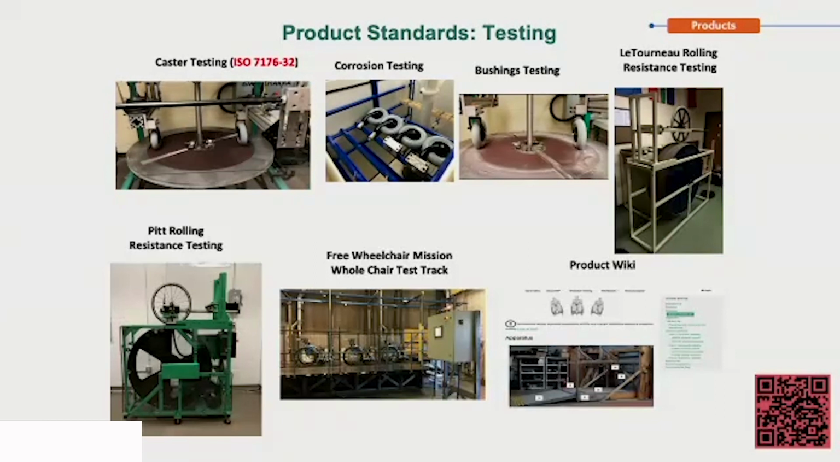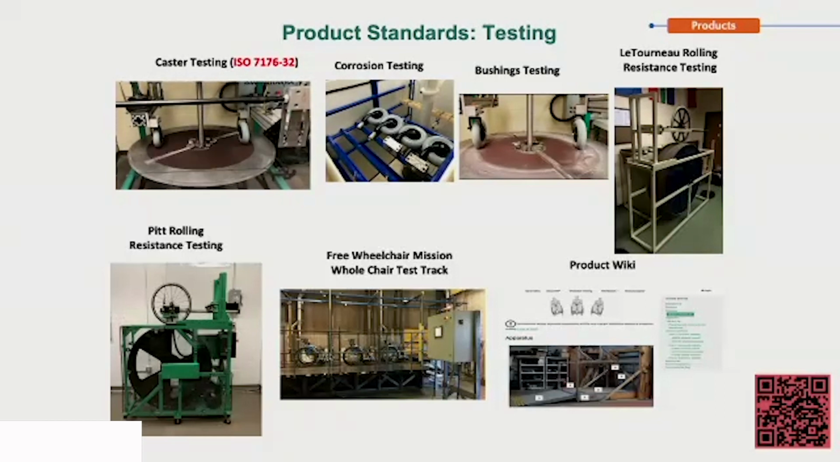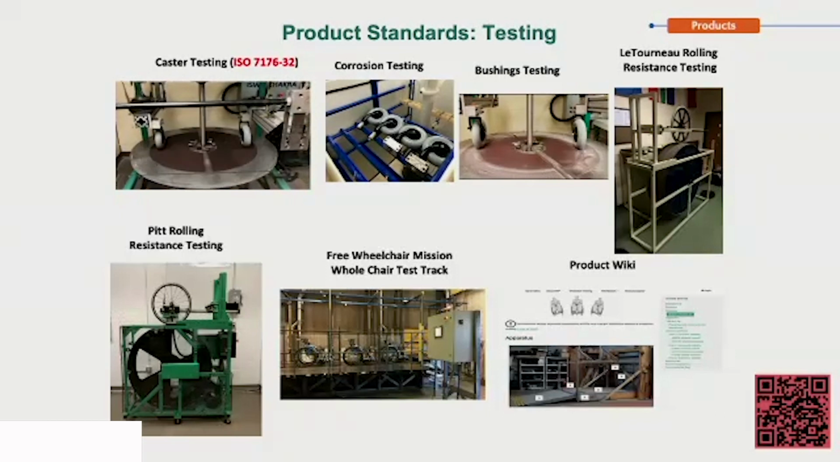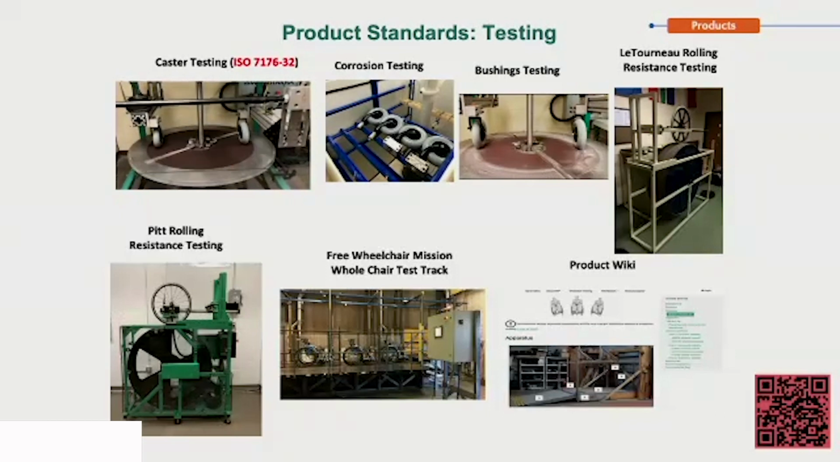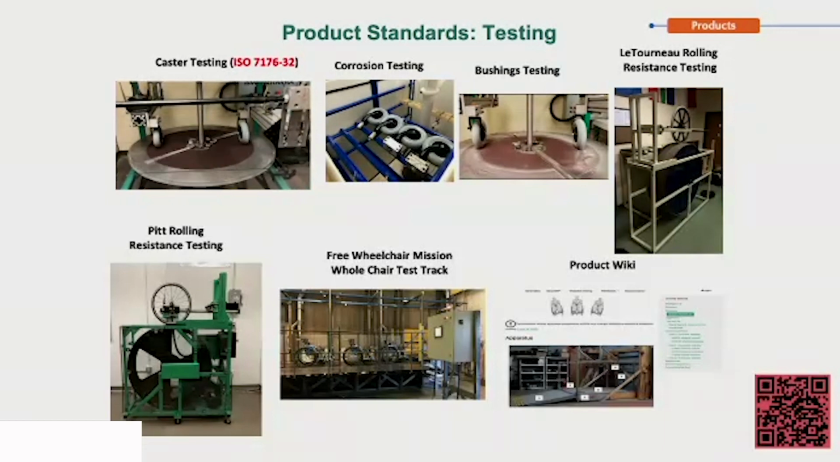Next, you'll see corrosion testing. We have a piece of equipment at the university that you can put an entire wheelchair or wheelchair components in, what we call a salt fog chamber, and you can vary the environmental elements to determine how quickly a wheelchair or wheelchair components will rust or deteriorate. So we're trying to mimic the conditions that a wheelchair experiences in the real environment.